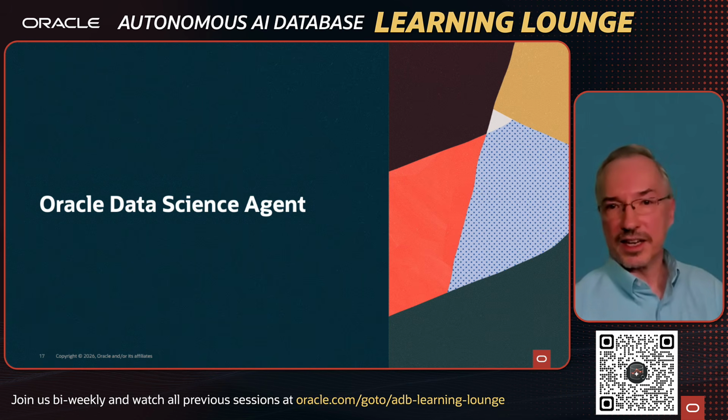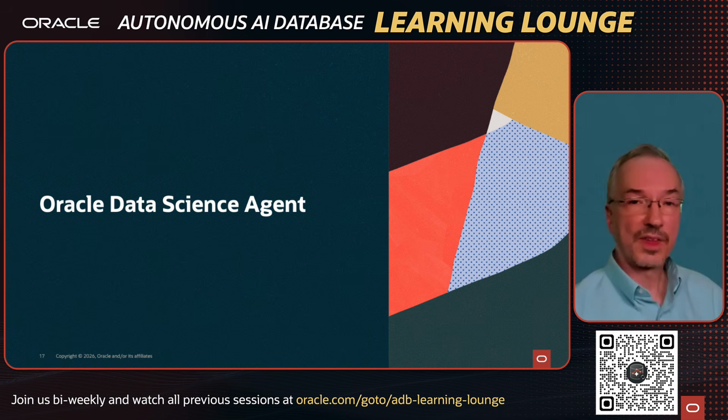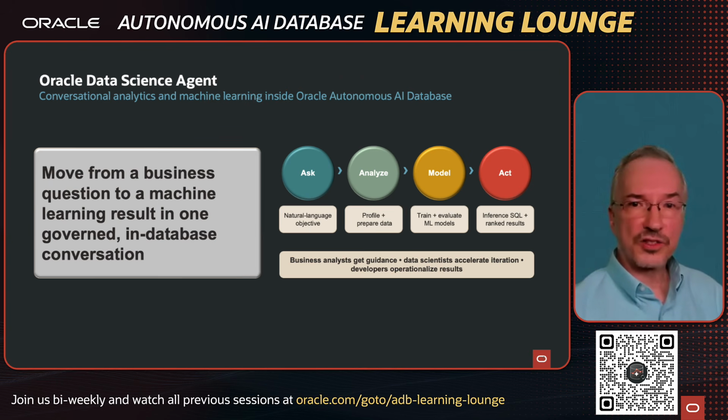So this brings us to the Oracle Data Science Agent. Oracle Data Science Agent supports conversational analytics and machine learning directly within your Autonomous AI Database Serverless instance. In a typical scenario, you start with a native language objective. You might ask the agent to analyze and prepare the data, and help you move into machine learning modeling, and then use the resulting model to make predictions.